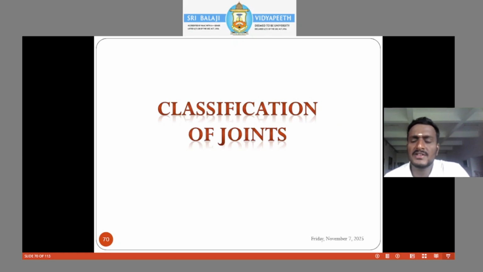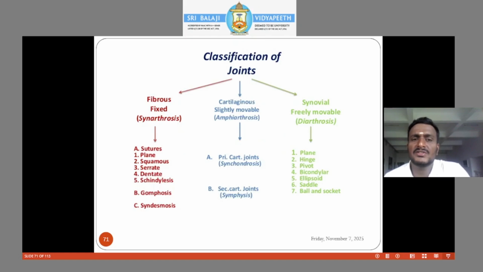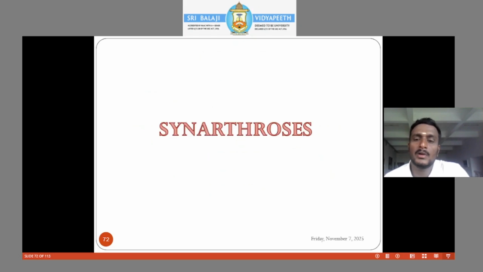Entering into classification of joints and biomechanics. There are various classifications of joints. You have fibrous joints, cartilaginous joints, and synovial joints. Fibrous joints include sutural joints, for example plane, squamous, serrate, and dentate, as well as schindylesis, gomphosis, and syndesmosis. Coming to the cartilaginous joints, we have only two: primary cartilaginous and secondary cartilaginous, that is synchondrosis and symphysis. The synovial joint, which we also know as a diarthrodial joint, includes plane synovial joint, hinge, pivot, bicondylar, ellipsoid, saddle, and ball and socket.